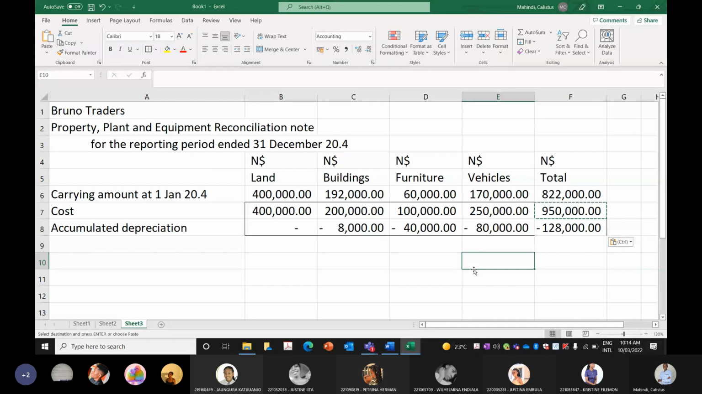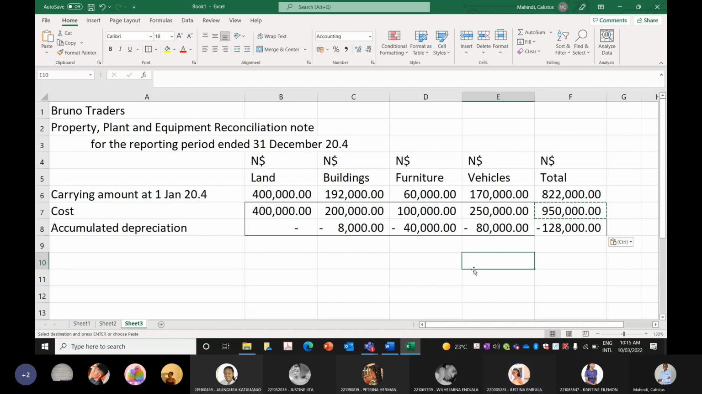Then the other things that will be considered in the property, plant and equipment reconciliation note. So you're reconciling the opening balances, the balances at the beginning of the year, to the balances at the end of the year. That's just what it means. If you're reconciling the balances at the beginning of the year to the balances at the end of the year, you're going to have some movements during the year.